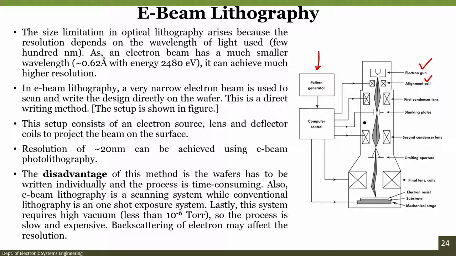In e-beam lithography, a very narrow electron beam is used to scan and write directly on the wafer. This is a direct writing method, and we already discussed the setup, which is shown in the figure. This setup consists of electron sources, lenses, deflectors, and coils to project the beam on the surface, and a resolution of 20 nanometers can be achieved. The disadvantage of this method is that the wafer has to be individually written. That means it is extremely costly, and the process is time consuming.